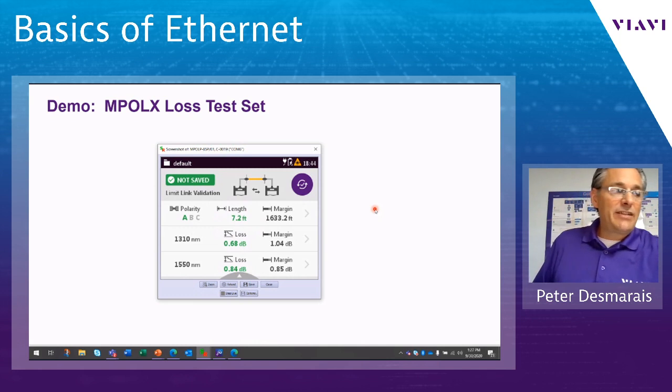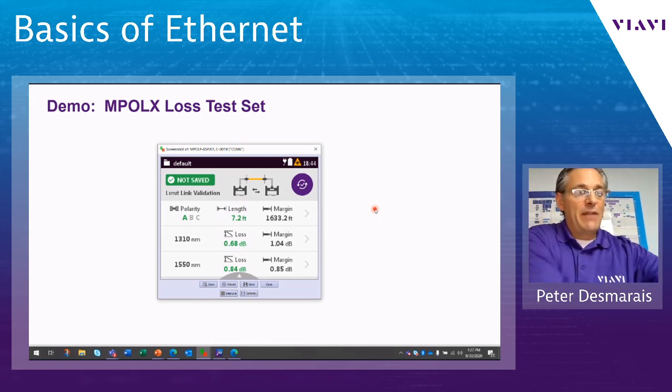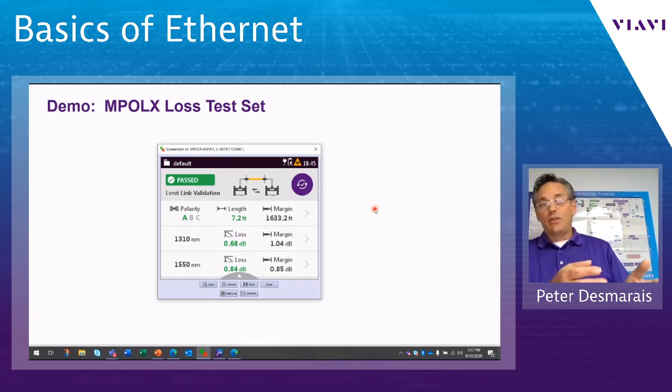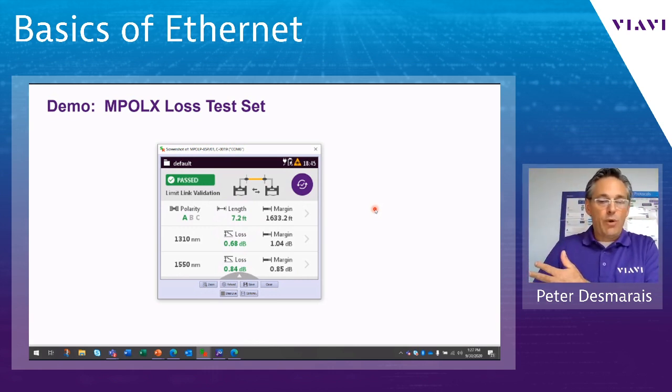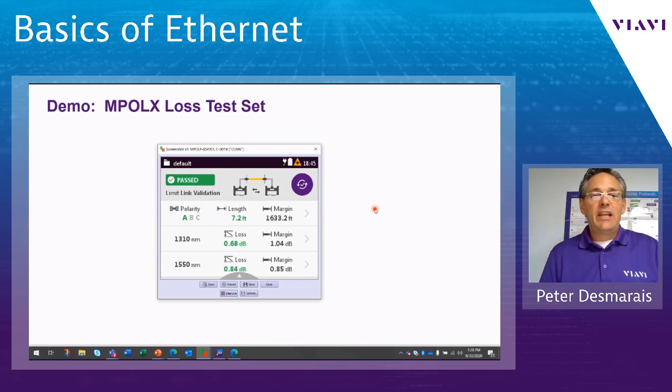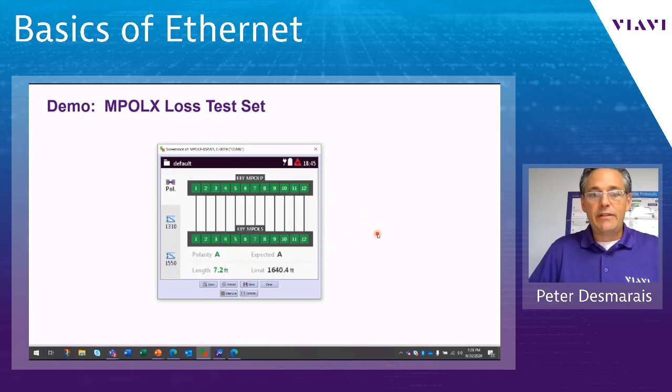It's a dual-ended test, so you'll see I've got one unit on the near end, the local end, and one unit at the far end, the remote end, and we're running this test. The results you can see on the screen are length, loss, and polarity. My length is 7.2 feet. I've just got a short little jumper between these for demo purposes. My loss in this case is 0.68 at 1310, and 0.84 at 1550. And my polarity, if I click on that, will show me the actual polarity of the fiber that we're looking at.